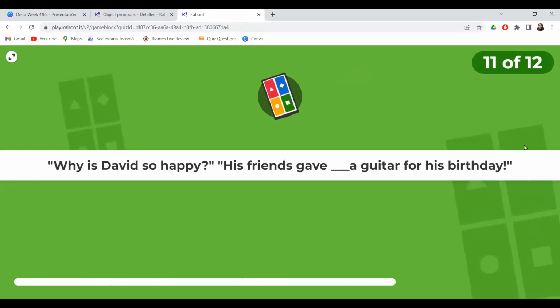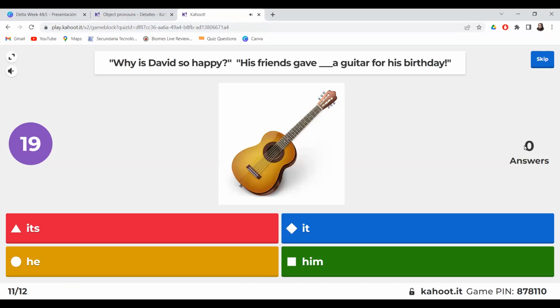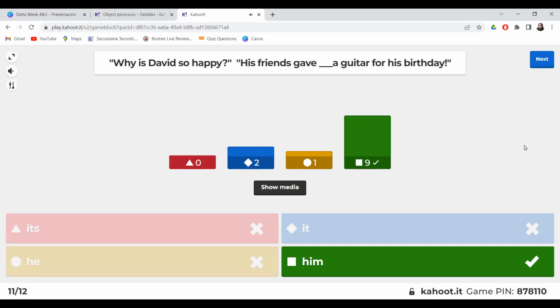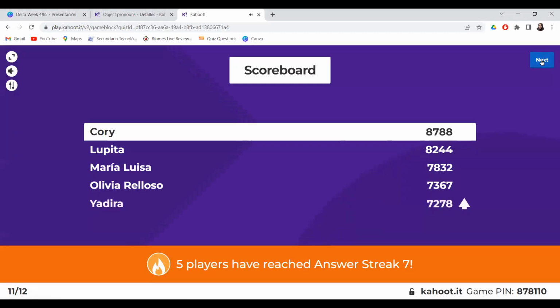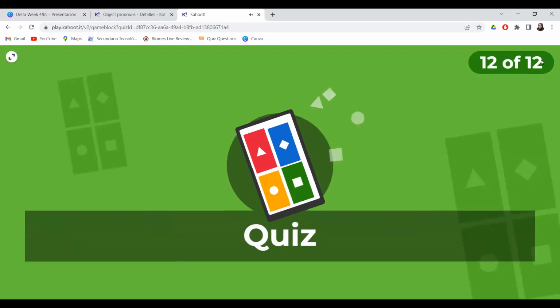Why is David so happy? His friends gave David a guitar for his birthday. Yes, they gave him. ¿Cuál es la acción? Dar. Dar una guitarra. ¿Quién la recibe? David. So it's a him. Good, good, good. And then here's the last one.